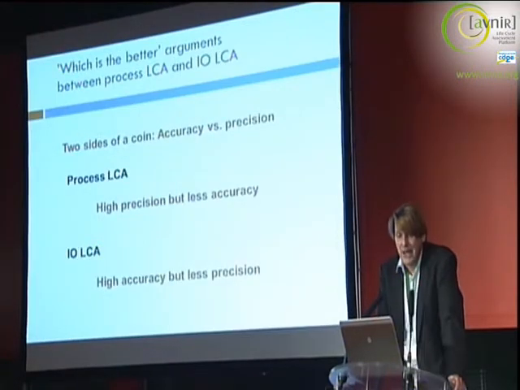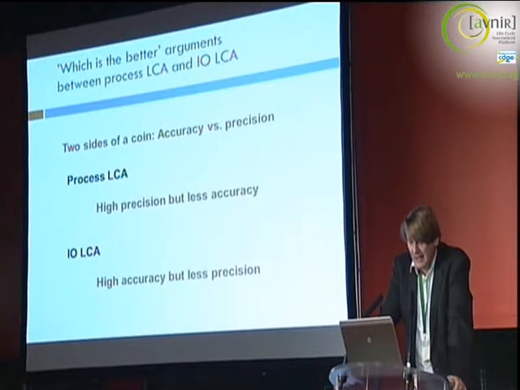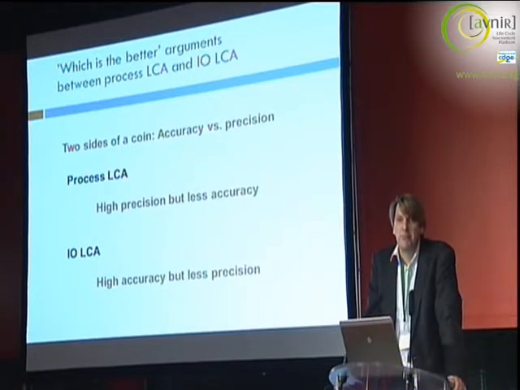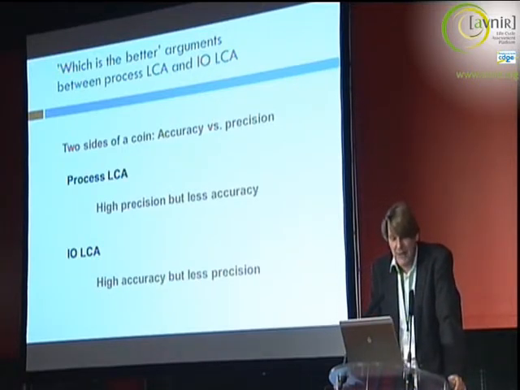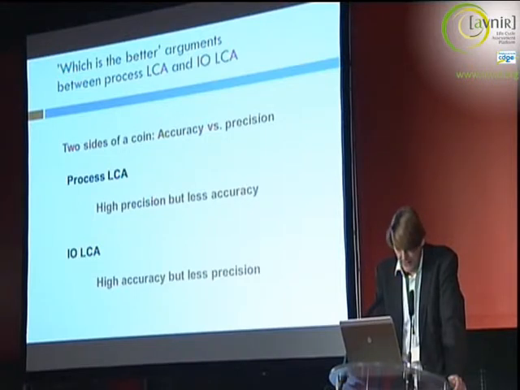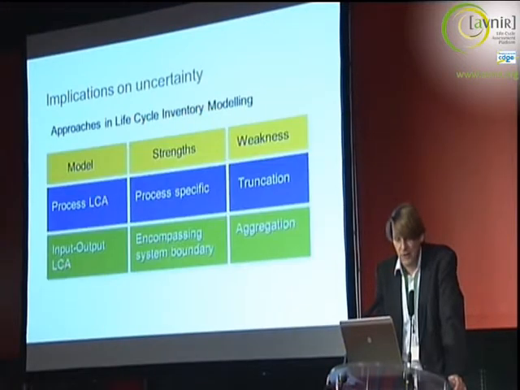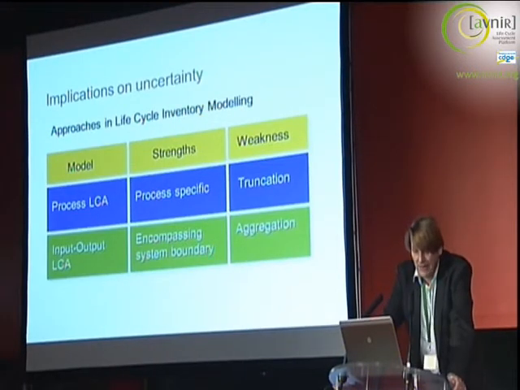So we have two sides of the same coin. It's about accuracy versus precision. High precision is put forward by a process LCA. However, the input-output data provide a higher accuracy because they're very inclusive, but you cannot really bring them down to the level of an individual unit process, which is at the end the core of LCA databases. So these are the two areas, and this also has implications for uncertainty.